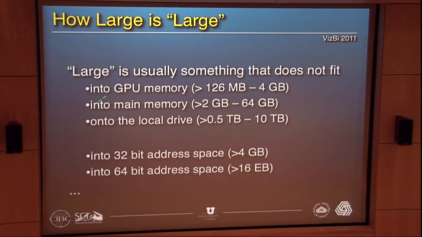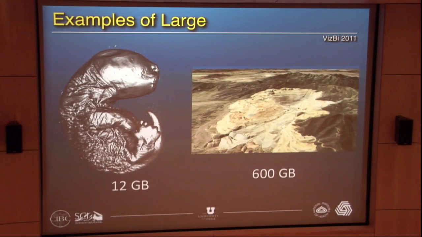So large can be something that doesn't fit into the GPU memory on our fancy graphics cards, and that's not very big at this point, 4 gigabytes maybe. Maybe it doesn't fit into main memory, so now 64 gigabytes is too large. Maybe it doesn't fit on our local hard drives anywhere, so 10 terabytes is somehow too large. And so large is a relative term, and we have to deal with large in visualization all the time because the data sets are getting large.